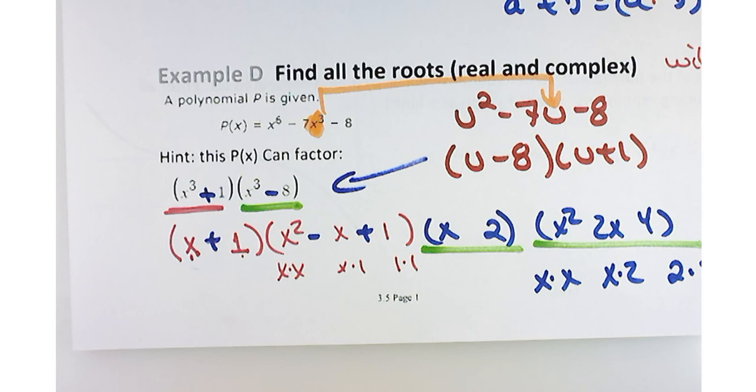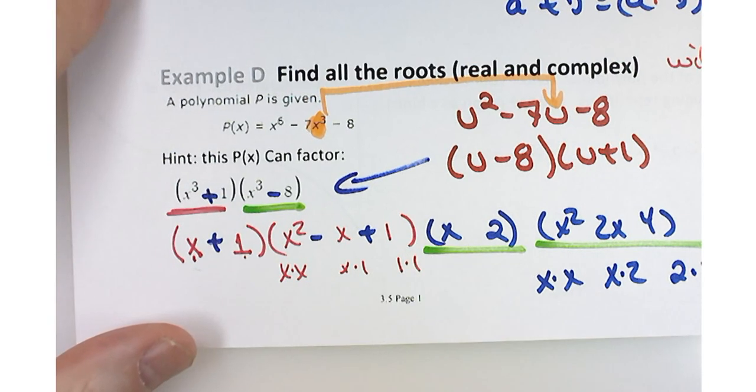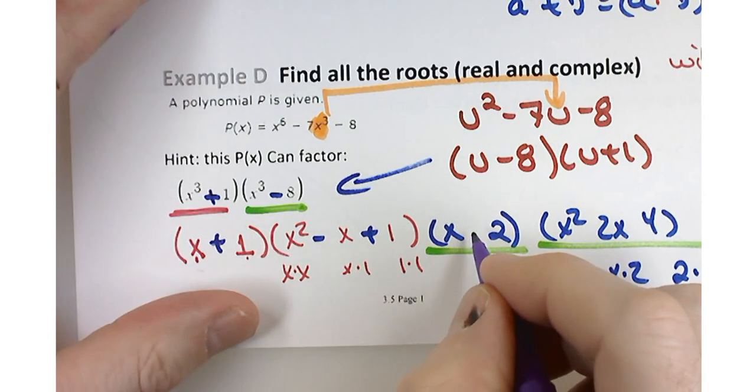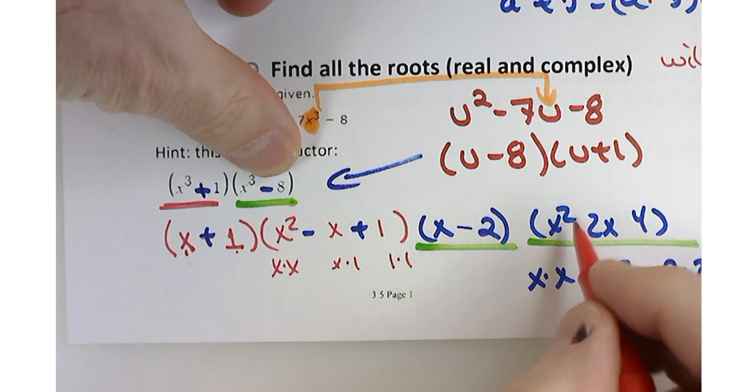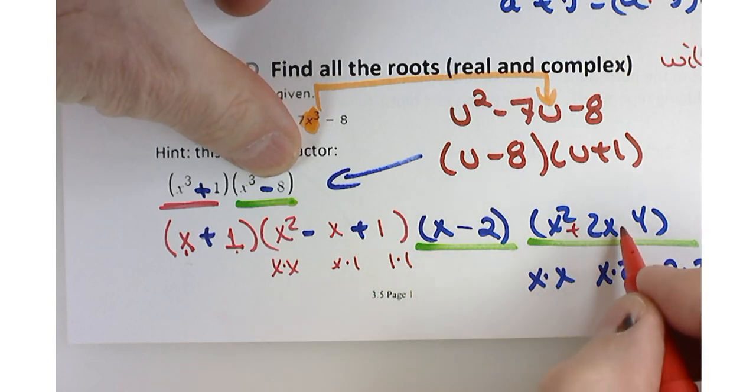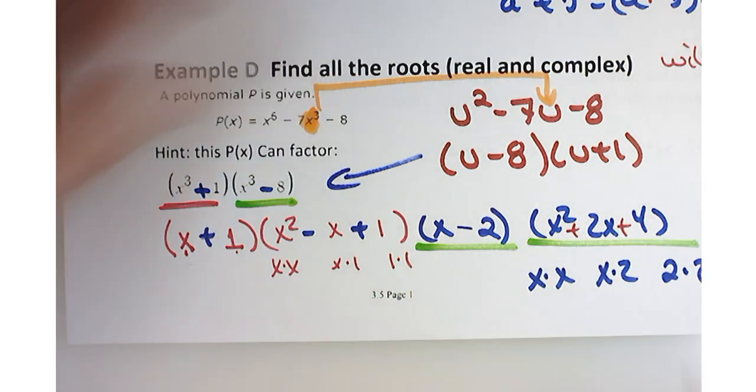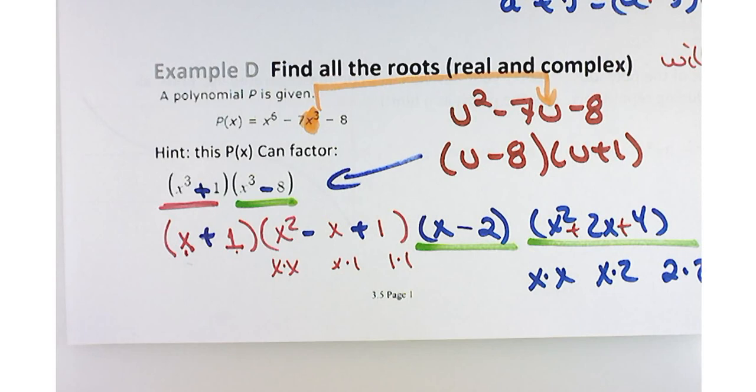Mina, what signs go in between here, please? Minus. Same sign, good, minus. Positive. Opposite sign is positive. Positive, always positive. Great. So, a lot of work to get this factorization.